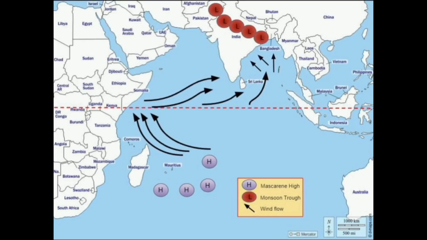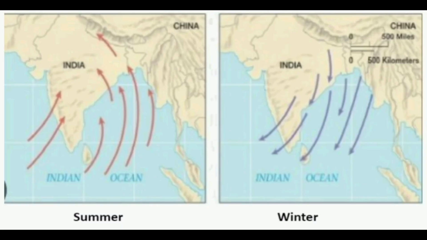Distance from sea: coastal areas have a moderate climate. Inland areas experience continentality, with very hot summers and very cold winters. Ocean currents: warm or cold ocean currents, with onshore winds, warm or cool coastal areas.